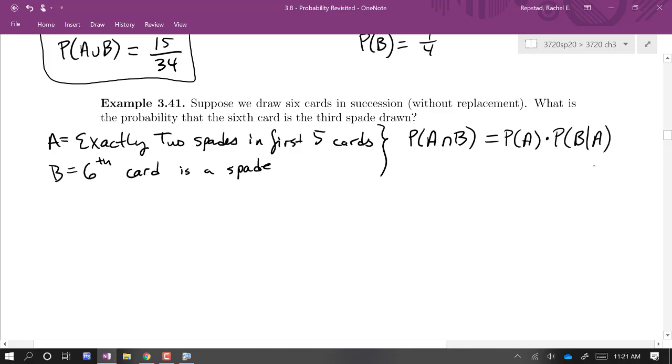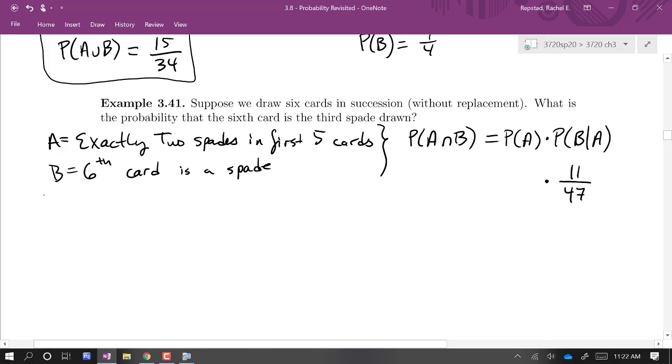So let's think about how we find this. We've basically broken this problem down into two smaller problems. The probability of B given A is actually fairly simple. So we imagine that I got exactly 2 spades in the first 5 cards. So I've drawn 5 cards out of the deck, which means there are 47 cards left. And I got exactly 2 spades, which means that there are 11 spades left in the deck. So that last probability is not too difficult.